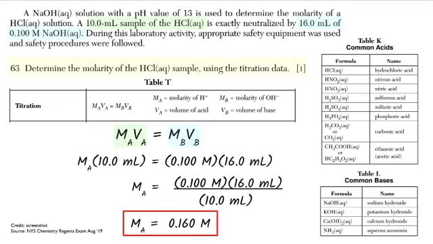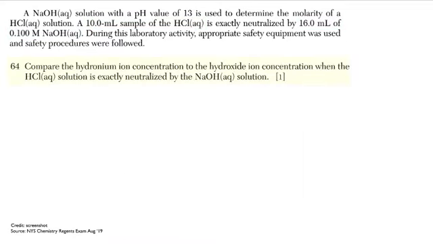This does make sense because I know that the base is less concentrated than that. The base has a concentration of 0.100 molar, and I needed to use 16 milliliters of the base, but only 10 milliliters of the acid to neutralize it. So this implies to me that I should have a more concentrated acid than I had base since I had to use less of it. So my answer here makes sense to me.